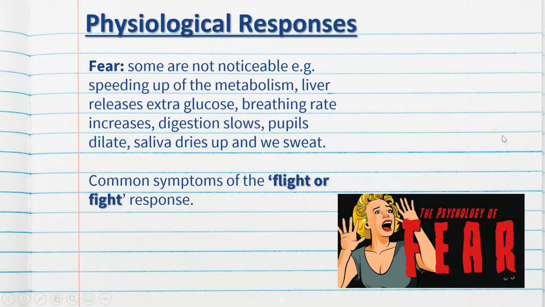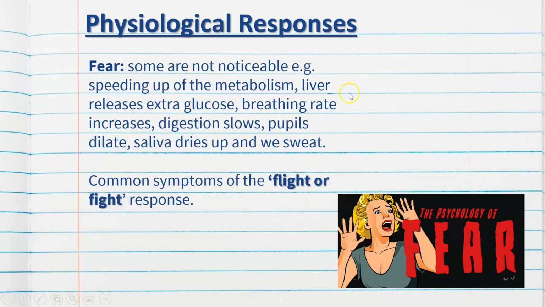The main one that we focus on in Year 11 psychology is the emotion of fear. When we experience extreme fear, our body undergoes several physiological responses to help us survive. Now, some of these are not noticeable. For example, speeding up of the metabolism, the liver releasing extra glucose, our breathing rate may increase, our digestion will slow down, our pupils dilate, and our saliva dries up and we sweat. Some of these we obviously do notice and some we don't. We would notice the breathing rate, our saliva drying up and us sweating, but our body will also do involuntary responses that we don't notice.